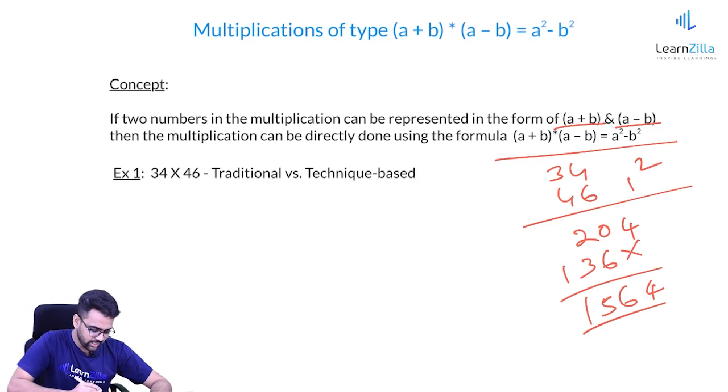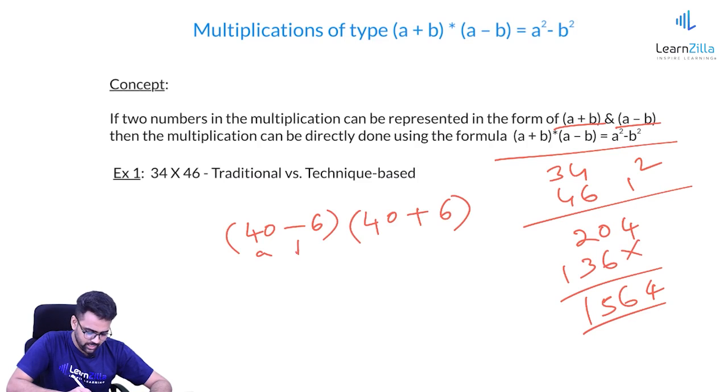So instead of this, let us now understand the same thing using the technique that we have learned here. All you have to do is, once you see the question, you try to find out, and this is the framework that should run at the back of your head, whether this fits into some pattern or not. So the moment I see these numbers, I will write them as 40 minus 6 into 40 plus 6. A plus b, a minus b. A square minus b square, which is 40 square minus 6 square.